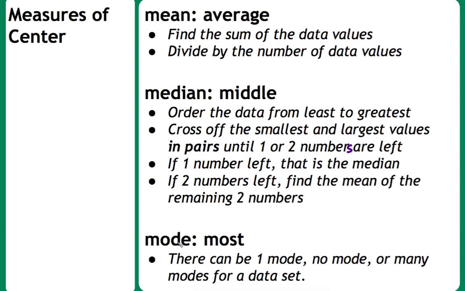And finally, we have the mode, which is the value that happens the most. Remember, we might have one mode. There may be no mode, so if all the data values happen the same number of times, the same frequency, there's no mode. Or there might be more than one mode. There might be two or three data values that happen the same amount, but more than the remaining data values.